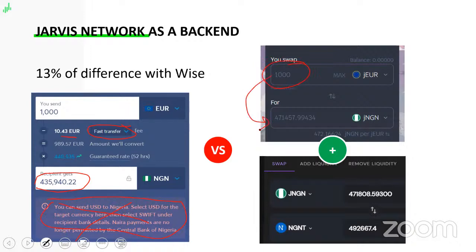Then when you have 1,000 J euro, you can swap them. This is on the Binance Smart Chain. The Naira is only on the BSC. You can swap it for 471,000 GNGN. But the thing is, as I said, we don't have a fiat off-ramp in Nigeria. So it's pointless to actually hold this Naira.